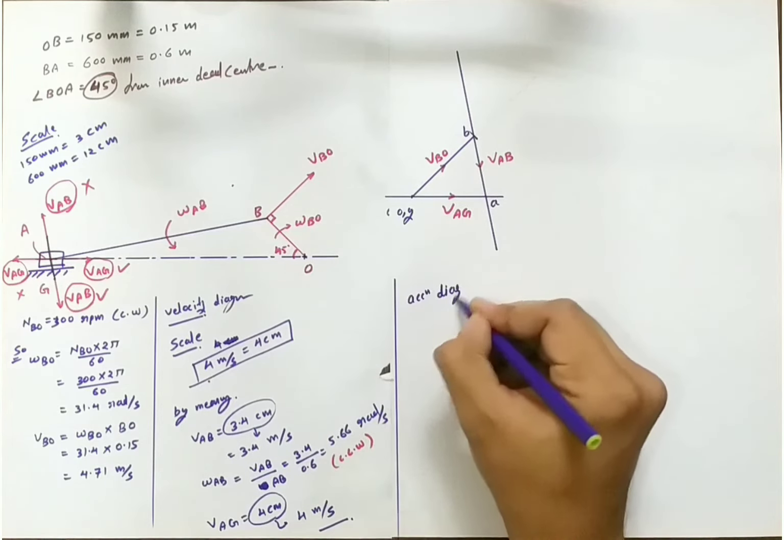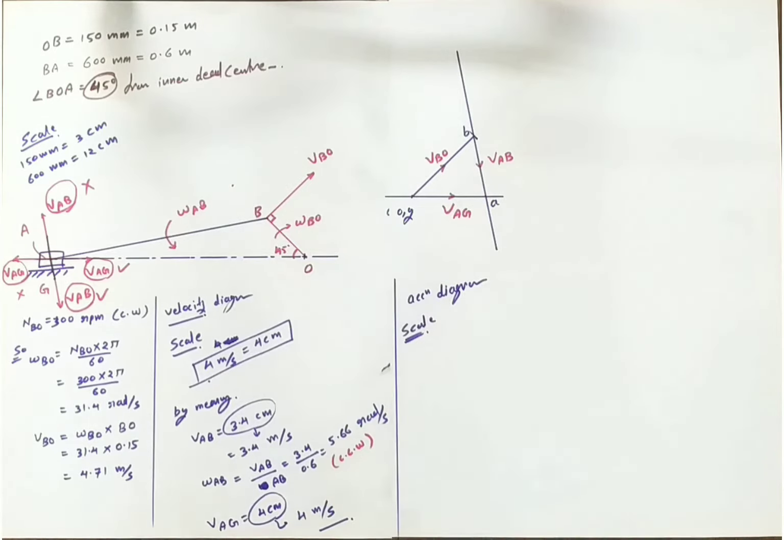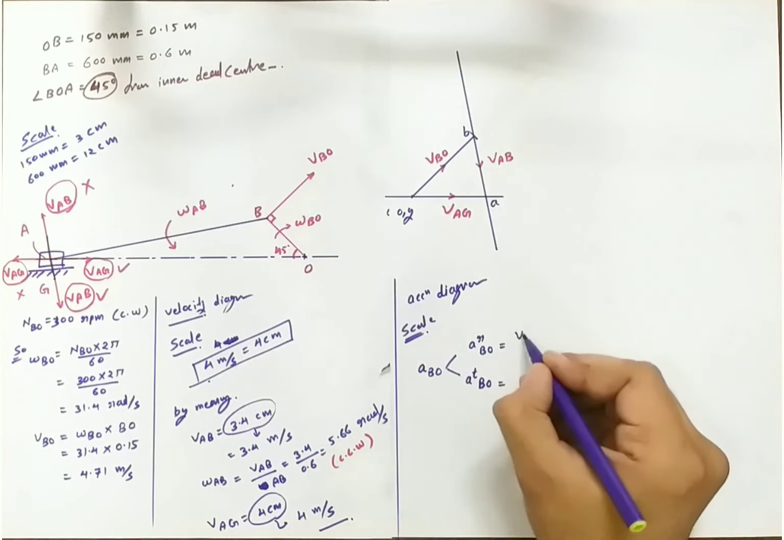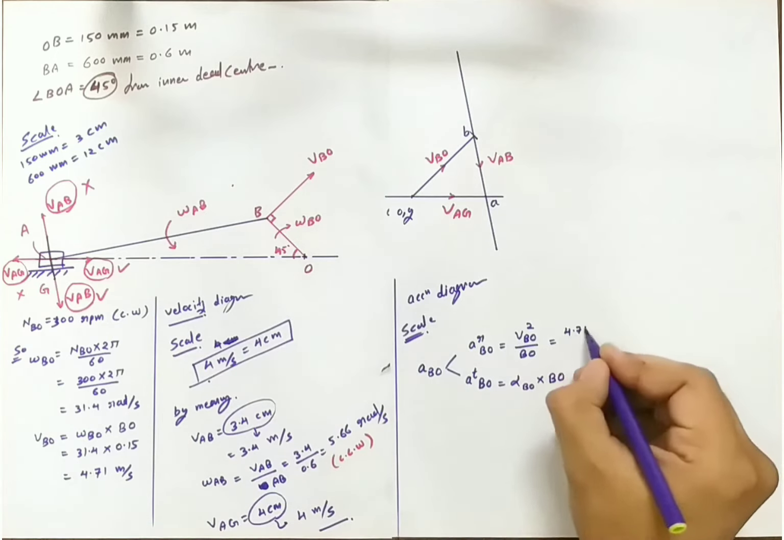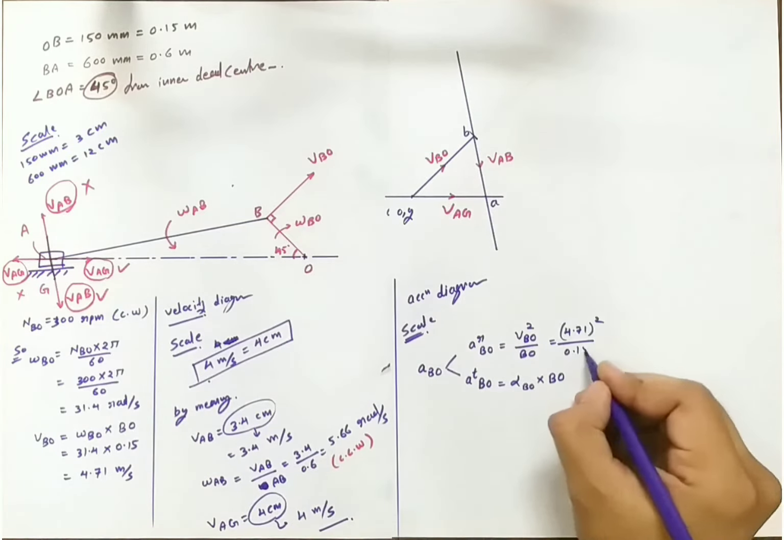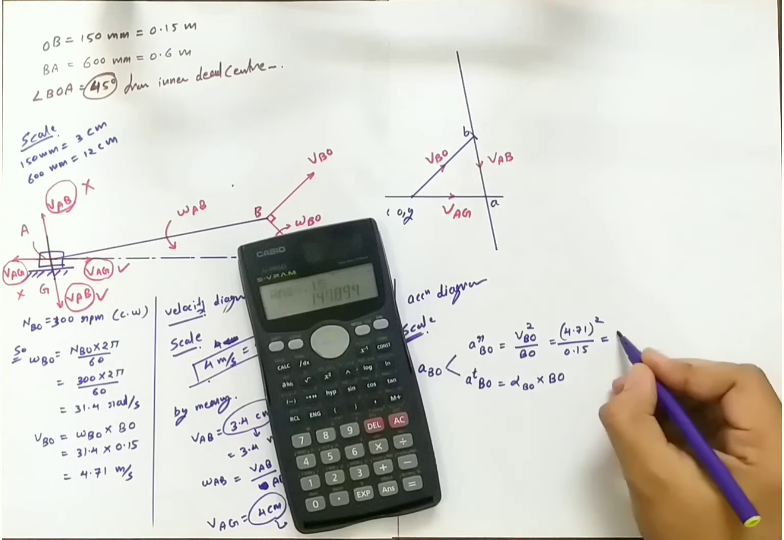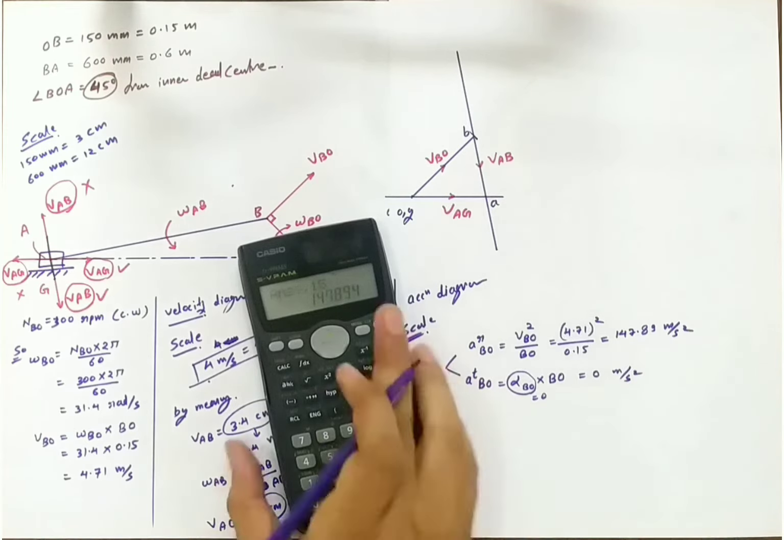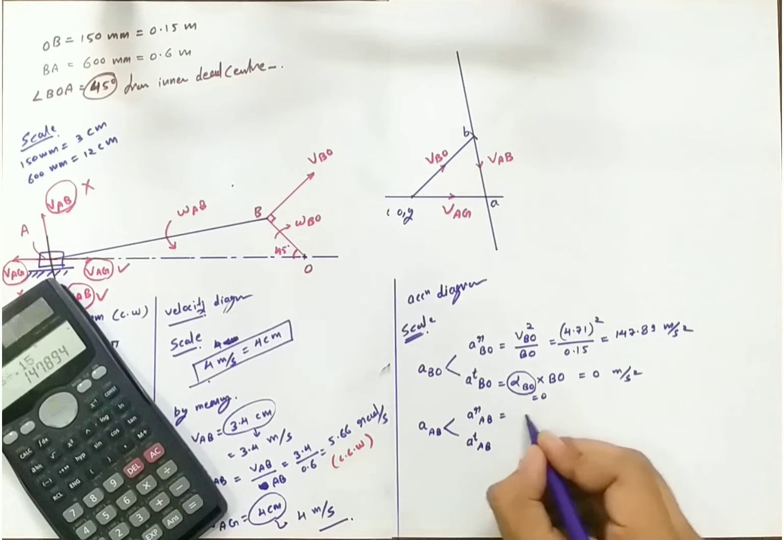Now we'll go for the acceleration diagram, and we'll choose the proper scale. Before that we have to find out some component values, that is for the input link BO. There are two components, radial and tangential. The radial component is simply velocity square per length. So this is equal to 147.89 meter per second square. But in this question there is no angular acceleration, so this is equal to 0. So the tangential component of BO will be equal to 0.